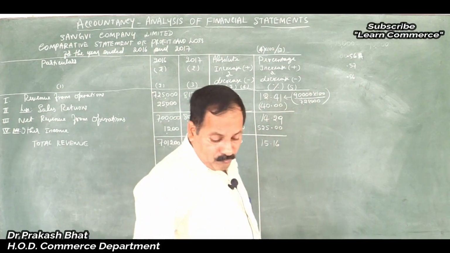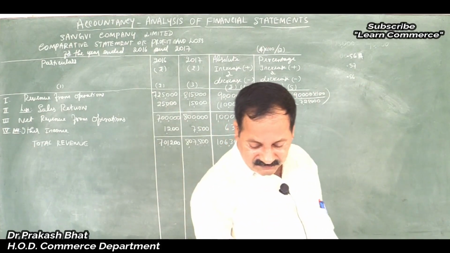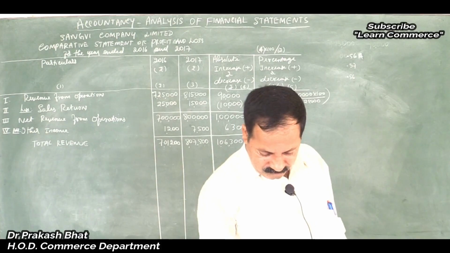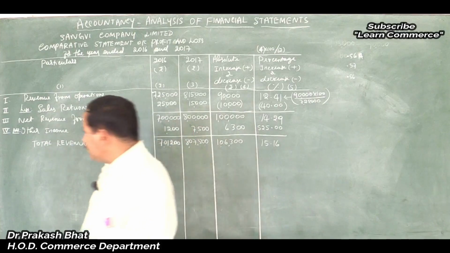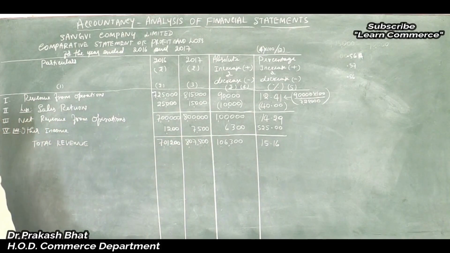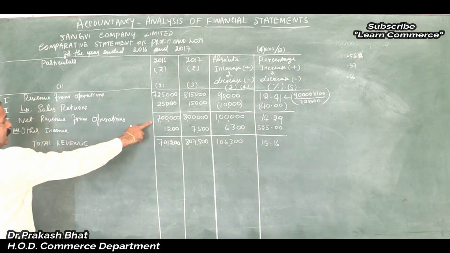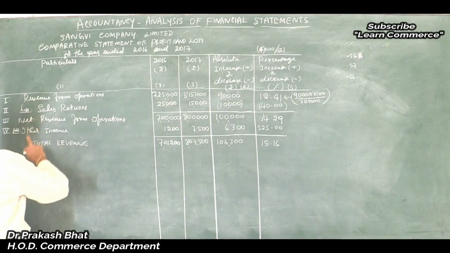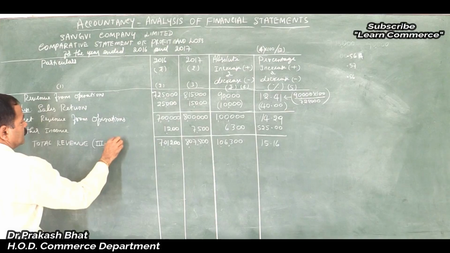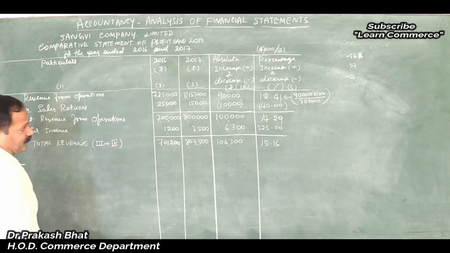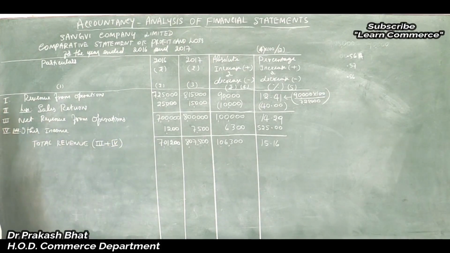Now let me move on to the next one. Total revenue you got, correct? That is, total revenue is this one, isn't it? Third plus fourth is called total revenue. Net revenue from operations plus other income, correct?